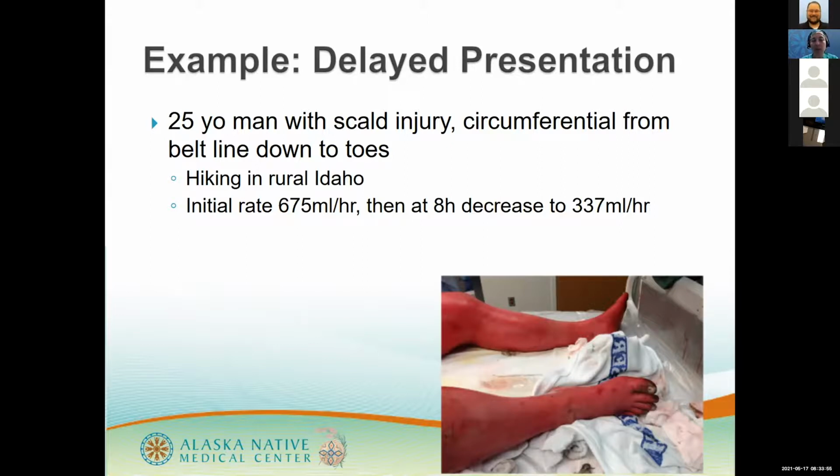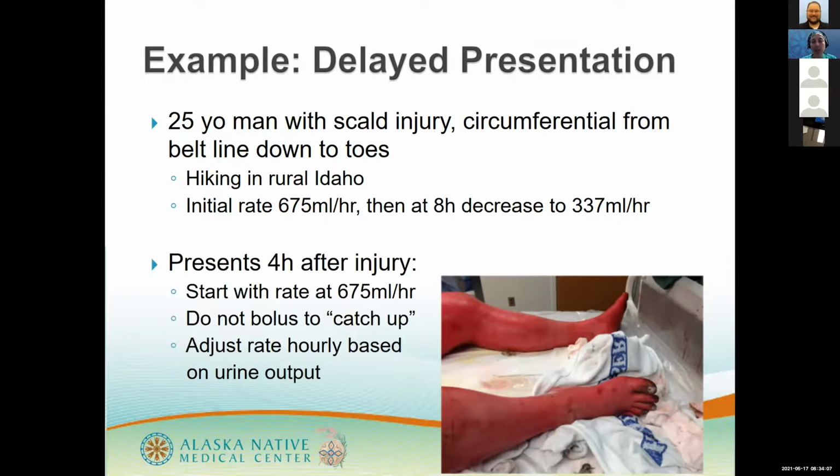So if we just said, okay, he presented at time 0, we would start our initial rate at 675, and at 8 hours, we decrease to half because we're going to give the second half over the next 16 hours. But if he presents at hour 4, what do we do? And the answer is that you're just going to start the rate that you expect him to need that hour. So you're going to start with that rate of 675 cc's an hour.